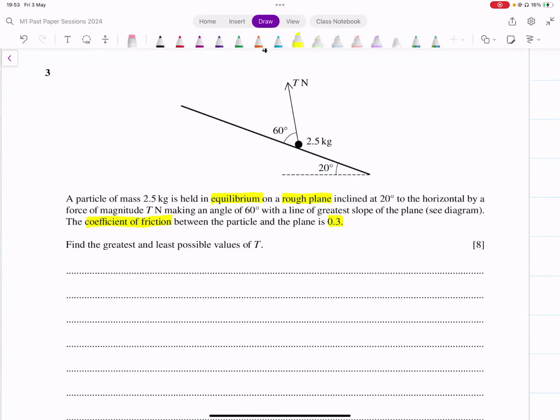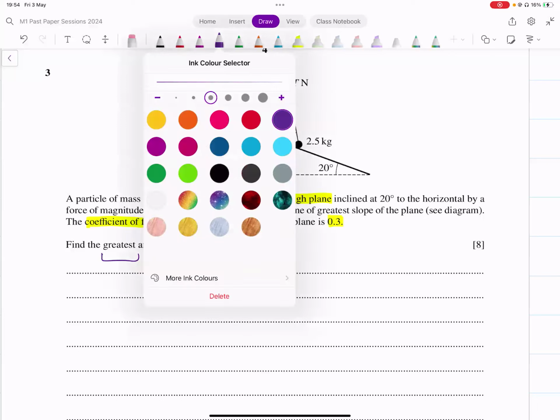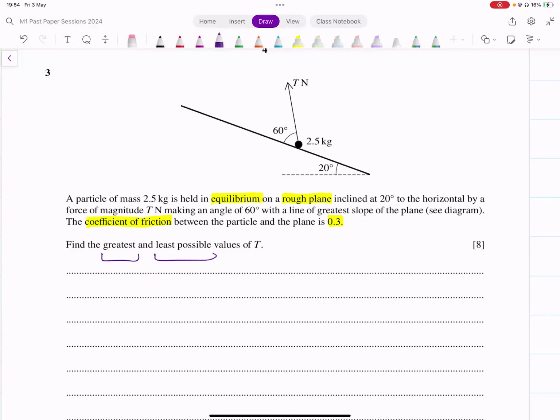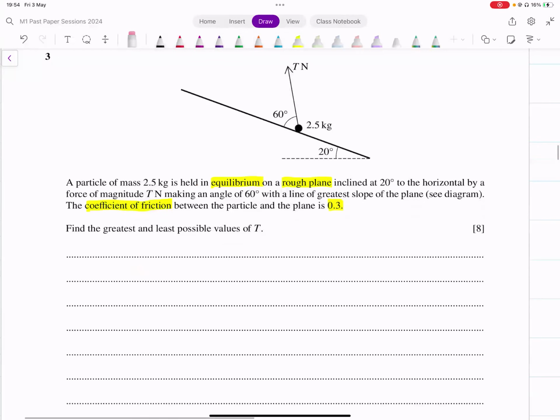What does that mean? Greatest and least possible values of T. Now, whenever they ask about greatest and least possible values, when friction is involved, all you have to do is consider the limiting equilibrium cases. That's the general method for such problems. But let me explain it to you. It says greatest and least possible values of T.